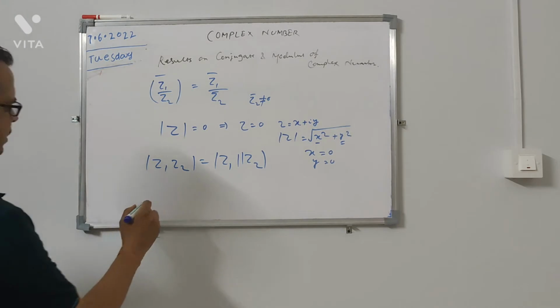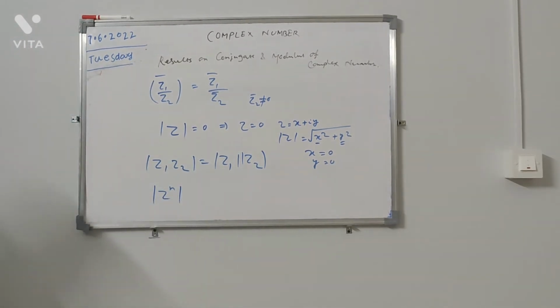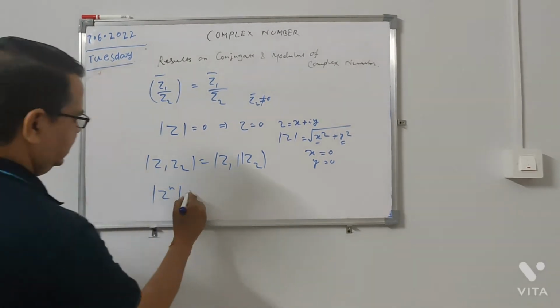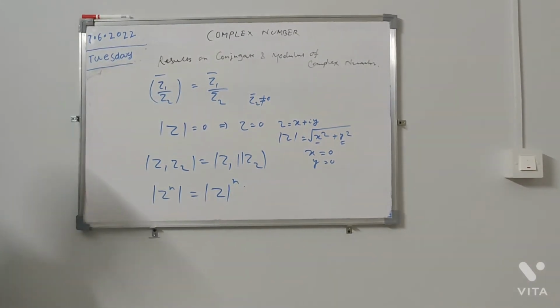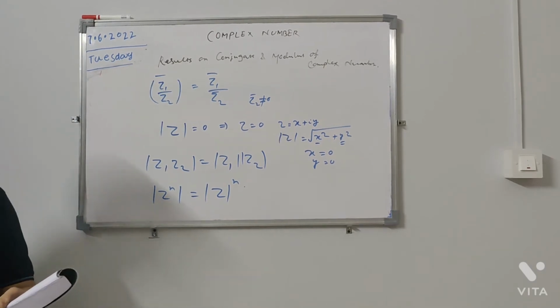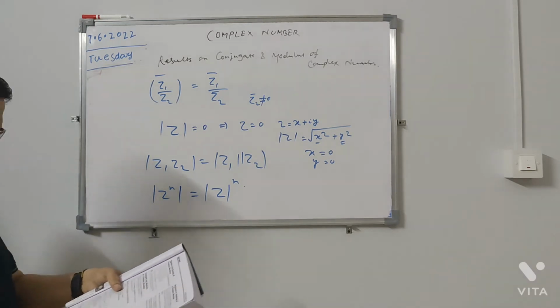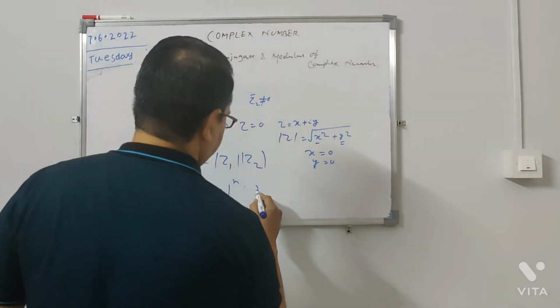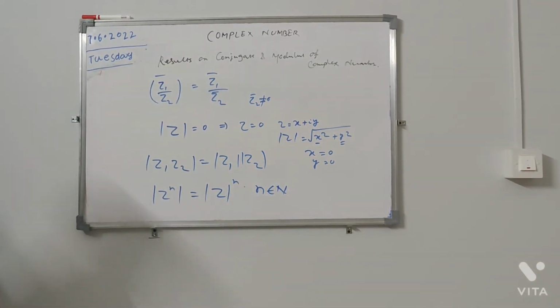And another thing is modulus of z to the power n. Modulus of z to the power n is equal to modulus of z to the power n. This is another important point regarding complex numbers. So modulus of z to the power n is equal to modulus of z, whole to the power n. In this case, n is a natural number. So this is one more inference.